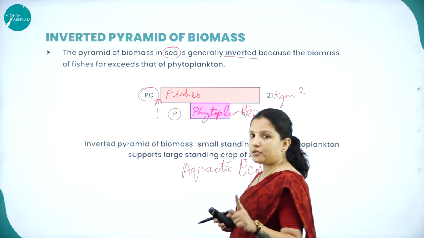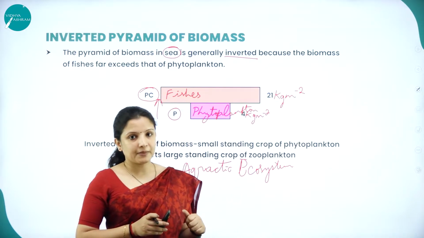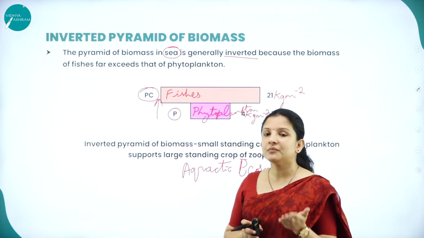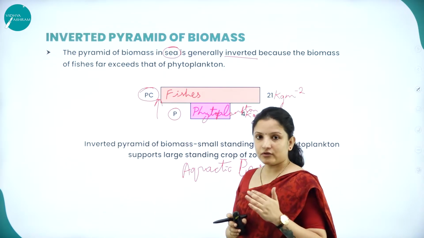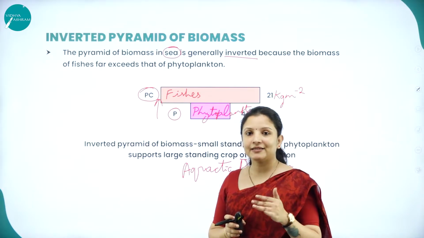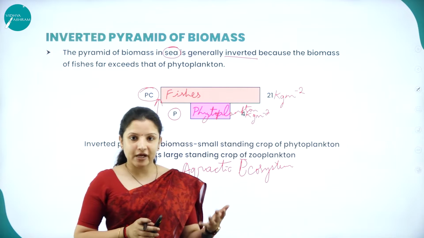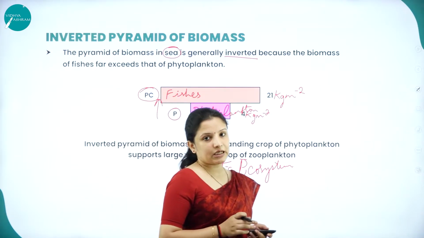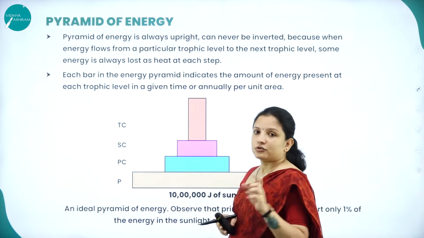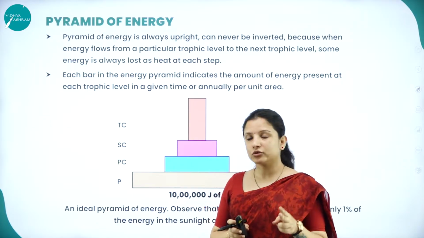So, always remember, when we talk about the pyramid of biomass, it is a normal pyramid in the case of a terrestrial ecosystem, but when it comes to an aquatic ecosystem, the pyramid of biomass is always inverted because the weight of the producers is far less when compared to the weight of the primary consumers. So, that is the reason why it is an inverted pyramid of biomass in the case of an aquatic ecosystem. So, now you know the normal pyramid and the inverted pyramid, right? You know the difference now.